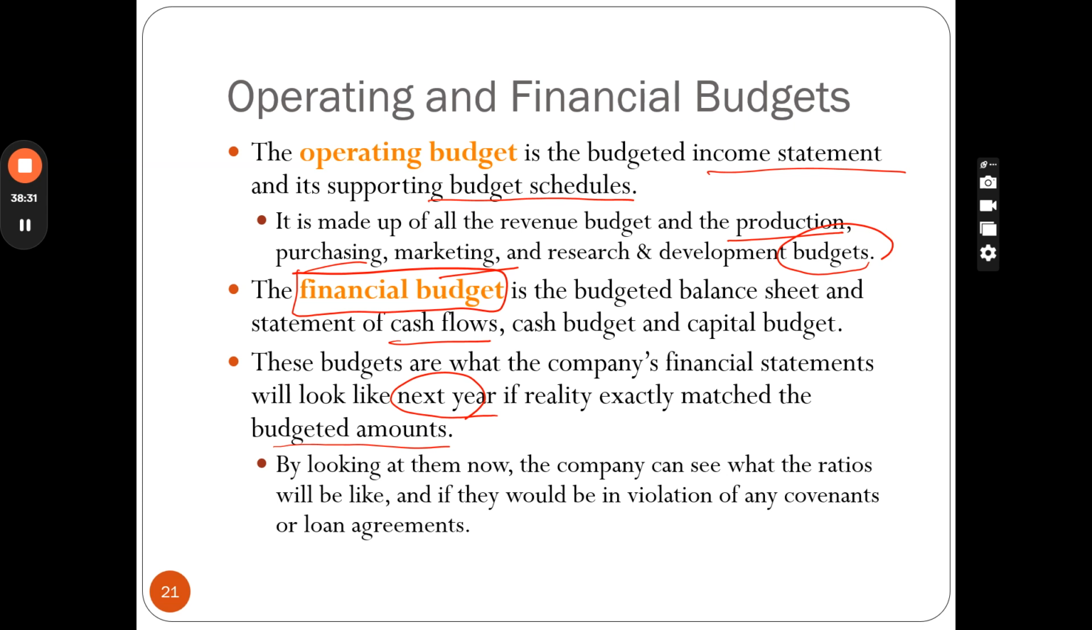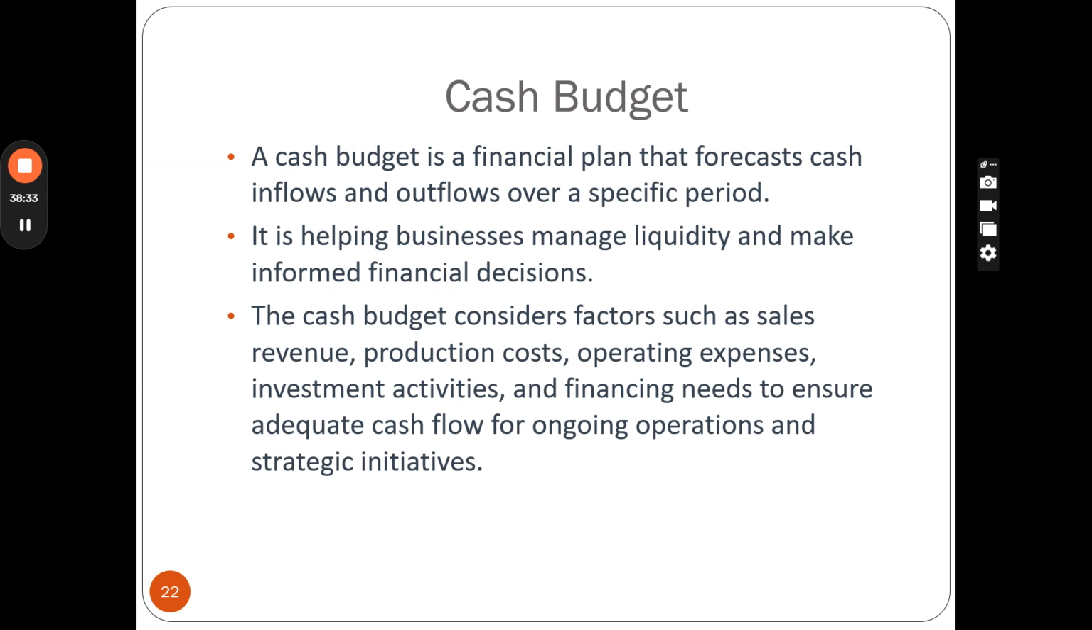Okay, so this is what financial budget is. In this, we will prepare mainly cash budget. A cash budget is a financial plan that forecasts cash inflows and outflows. So over a period of time, how much cash is coming in, how much cash is going out, and what is the balance. That is what you are going to get in a cash budget. So it will help a business to manage liquidity and make informed financial decisions.